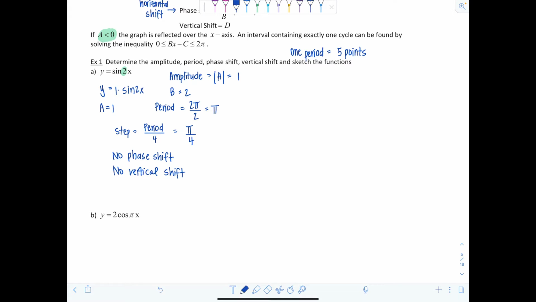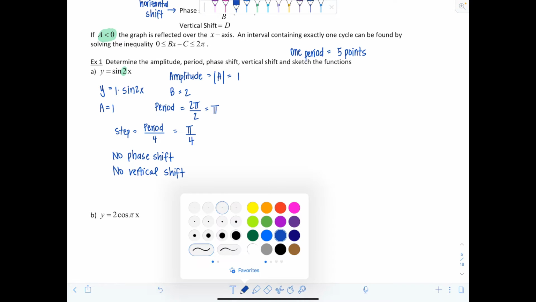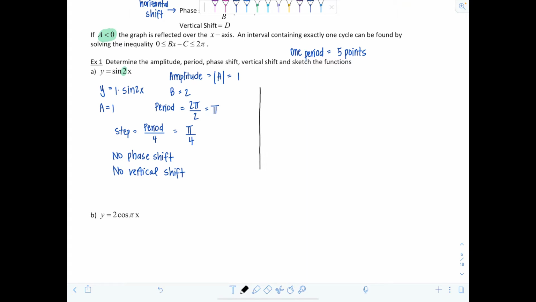Okay, so now it's time to start graphing. Let's put in our axes. And since this is a sine graph, the graph of sine of 2x, I'm going to think back to the original graph of sine, and then count out using the step my 5 points. So we always start at 0, and then the step in this case is pi over 4. So keep adding pi over 4 until you get one full period.